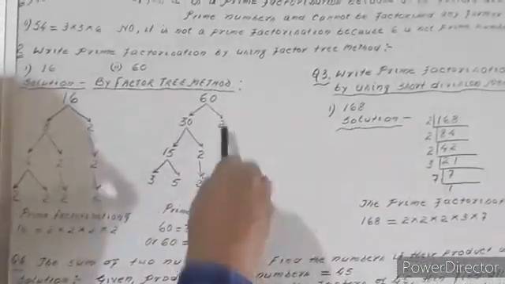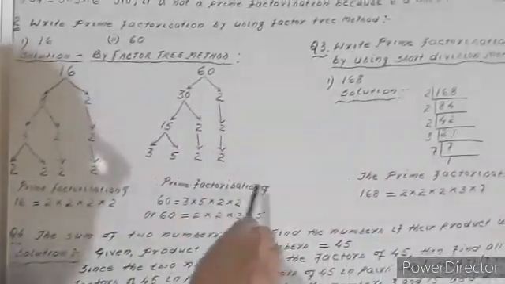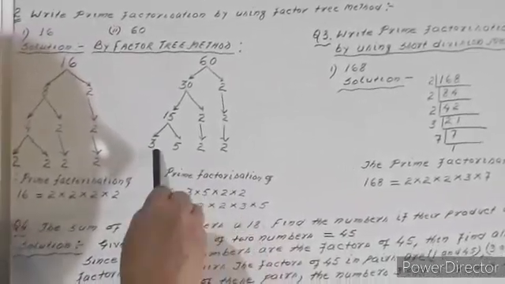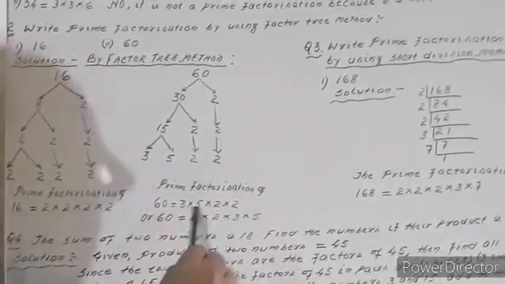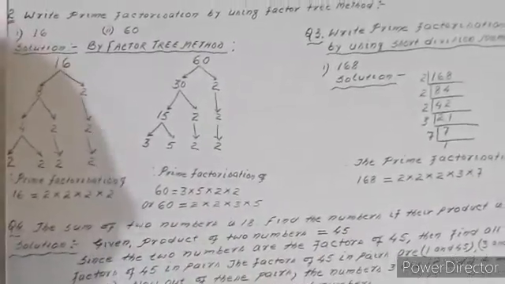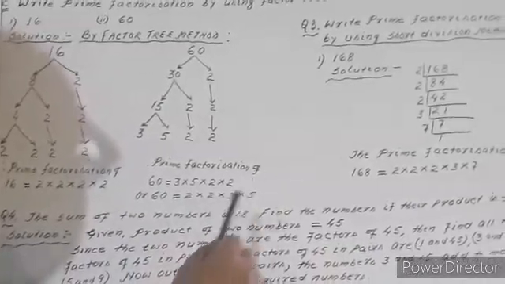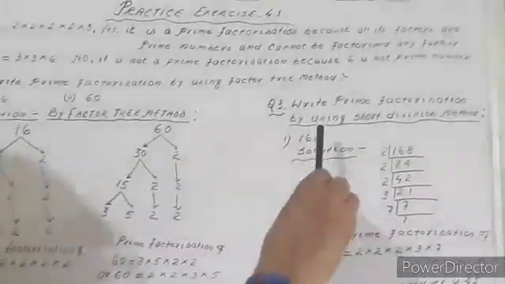are all brought down together. So the prime factorization of 60 is 3 into 5 into 2 into 2. It can be written in ascending form as 2 into 2 into 3 into 5. This is the prime factorization.